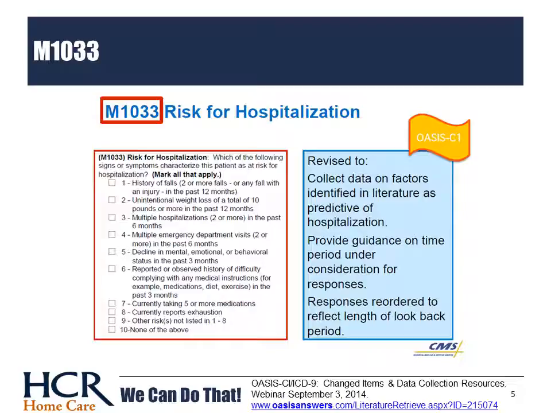These are ordered based on the look back. For example, Item 1, regarding history of falls, looks back into the past 12 months. Items 3 and 4 look back 6 months. Items 5 and 6 look back 3 months, and items 7 and 8 are current. This reordering based on the length of the look back is to aid the clinician in answering this item.